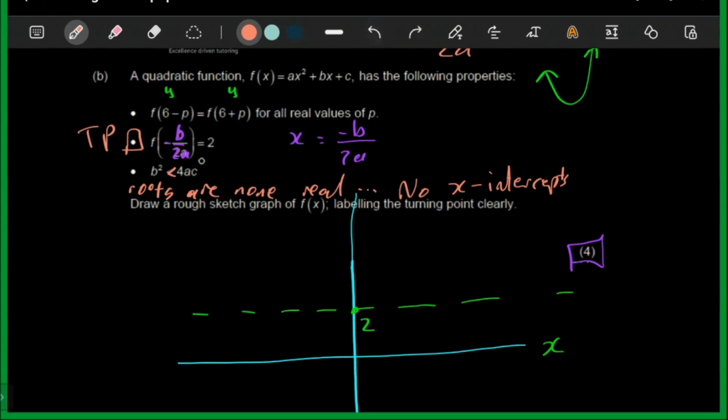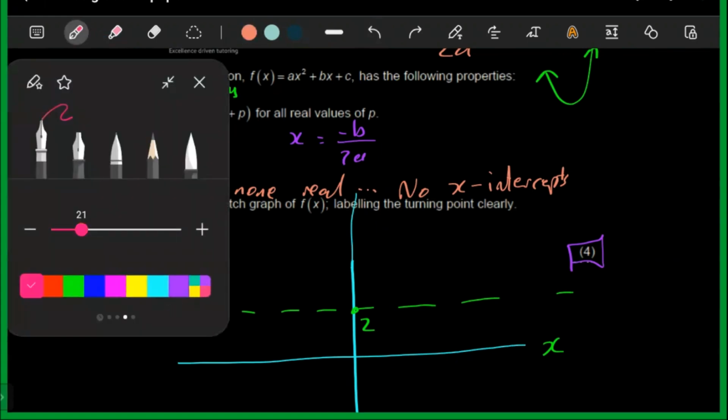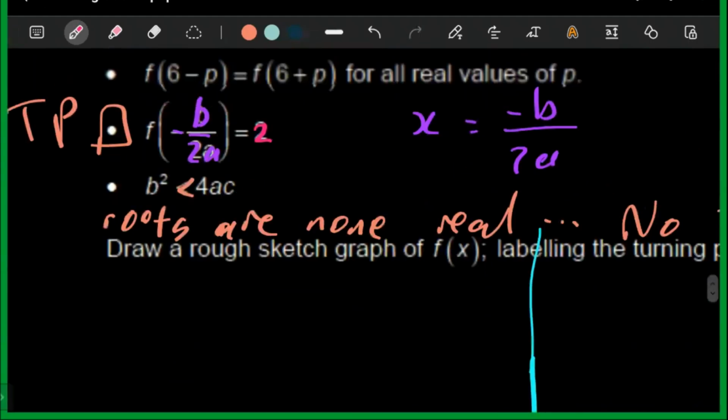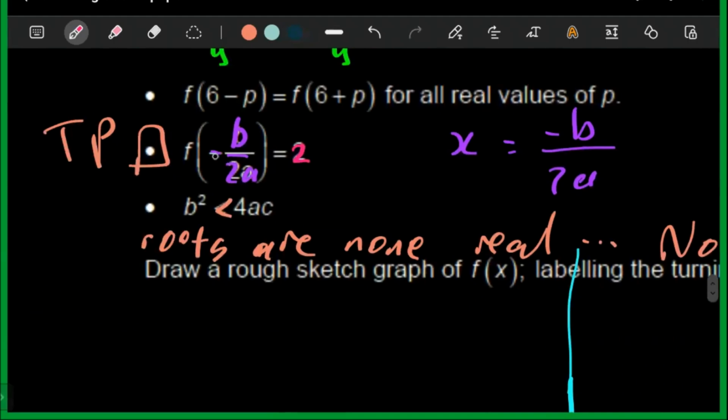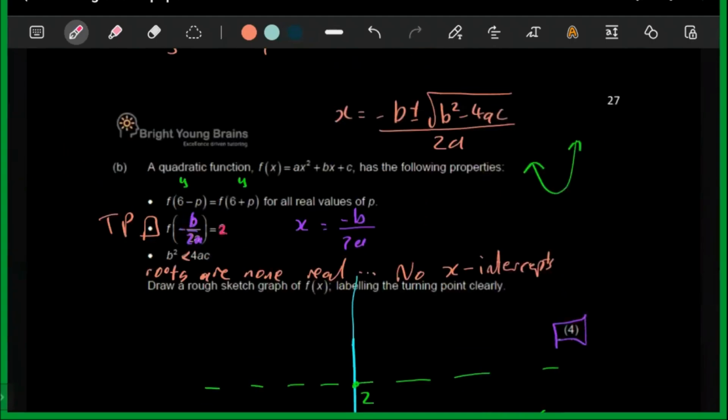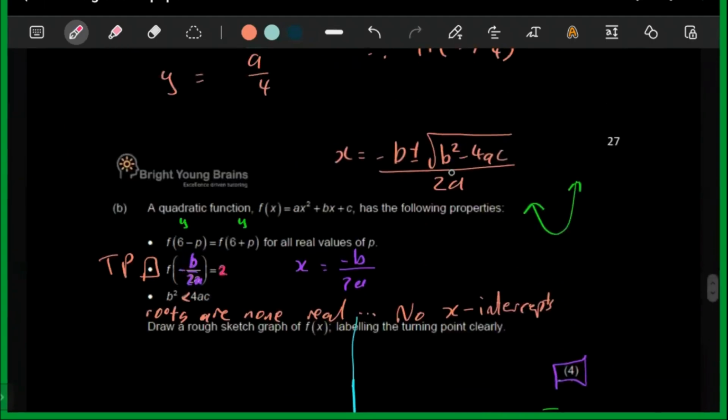So to do that, you can just try and make use of your turning point. What you need to keep in mind is, if this number is coming out as a positive 2, we don't know what B is. B can be a plus or minus. We don't know what A is. A can be a plus or minus. So if our graph has no real roots, let's see here, the value of B squared is smaller than 4A.